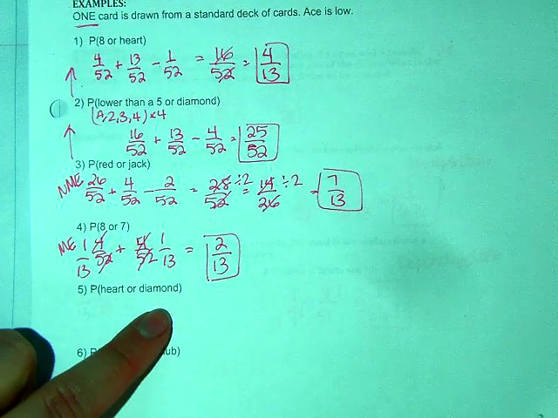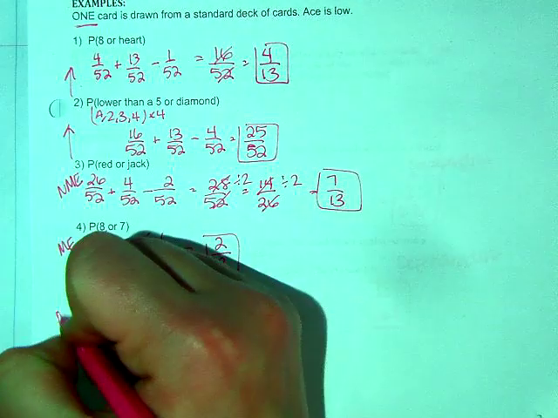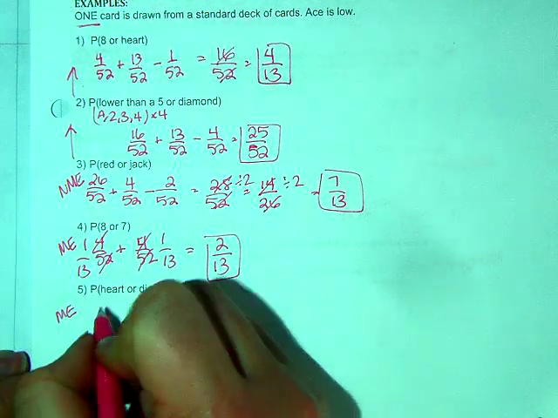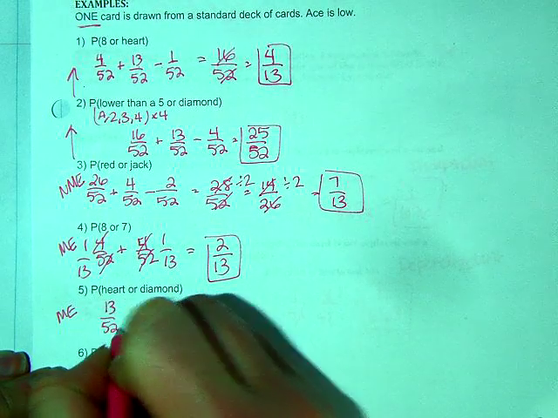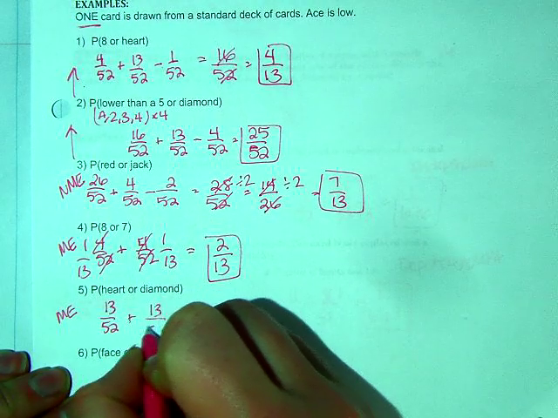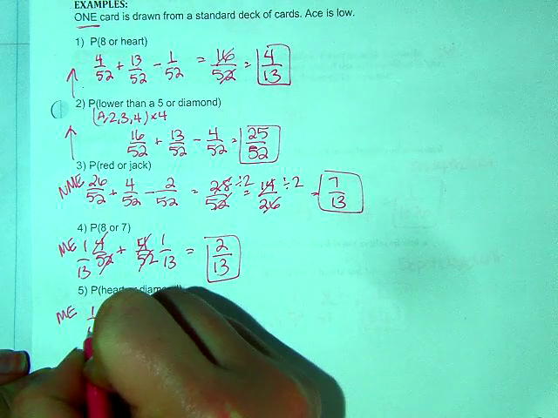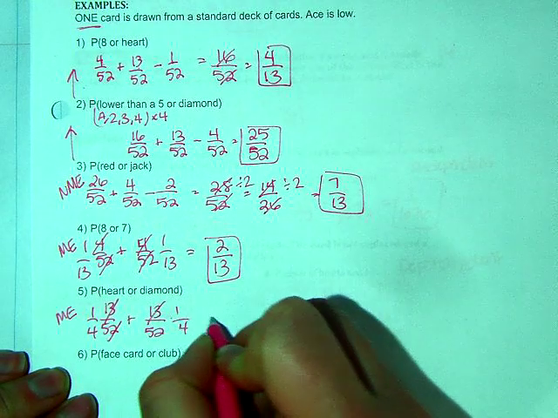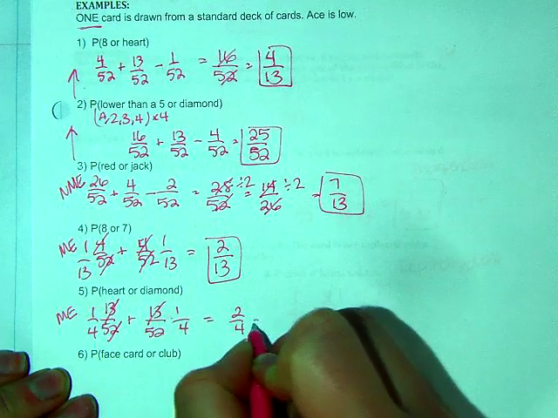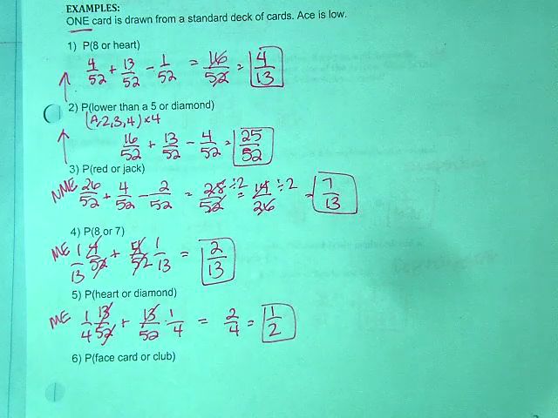Can a heart be a diamond? No, so this is a mutually exclusive event. Hearts, there are 13 out of 52, plus 13 diamonds out of 52 cards. Both of those simplify to 1/4, a fourth of the deck. So we get 2/4, which is a half. Half the deck will win.